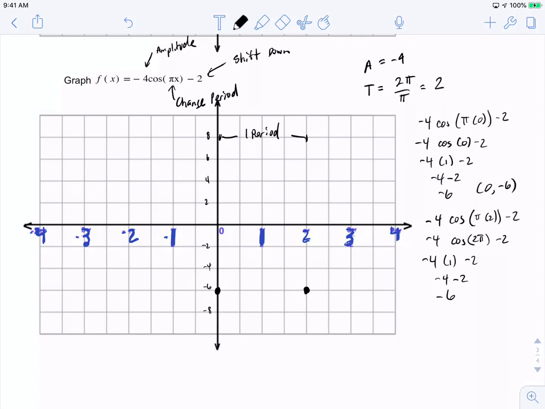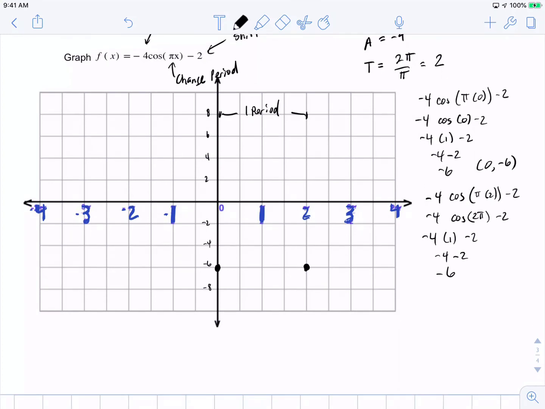Now halfway between those 2 points is 1. So I'm going to use 1 and see what I can do. So -4 cosine of pi times 1 minus 2. So -4 cosine of pi minus 2. But cosine of pi we know is a -1 minus 2. So that's going to give me 4 minus 2, or the value 2. So I'm going to get this point right here. So now my graph is going to look like this.